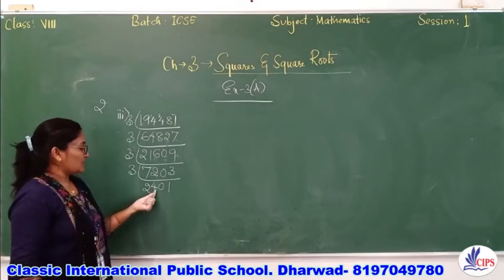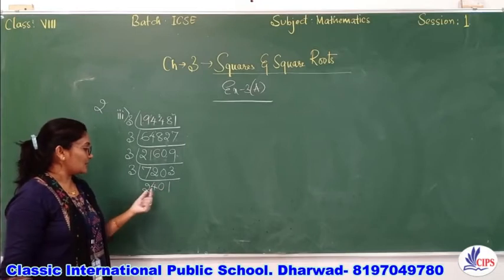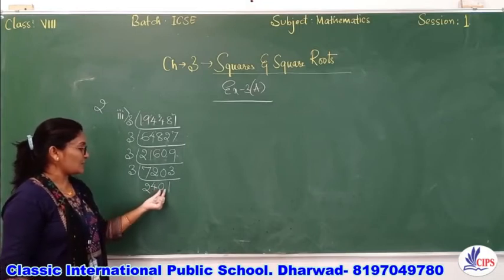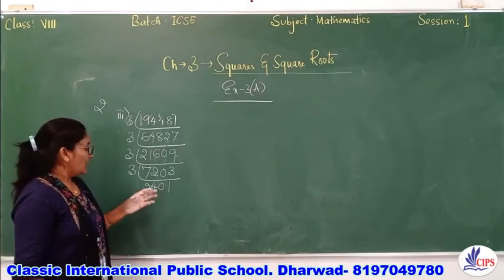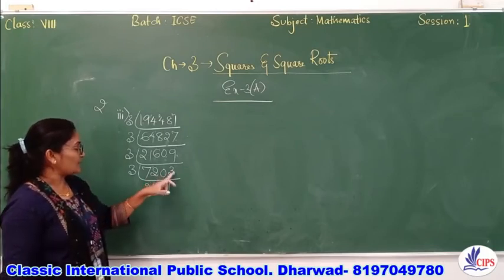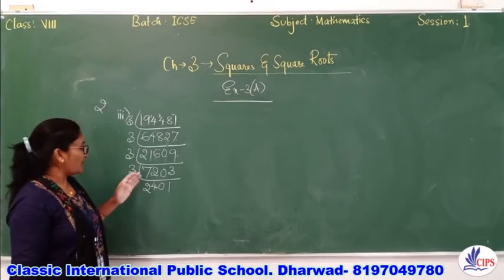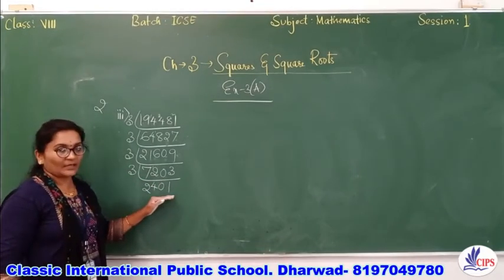Now 4 plus 2 is 6, 6 plus 0 is 6, 6 plus 4 plus 2 is 6, 6 plus 0 is 6, 6 plus 1 is 7. Now it's left with 2401. Now it's not divisible by 3. Now how do you check whether, like, the next prime number is 5, it's not divisible by 5.